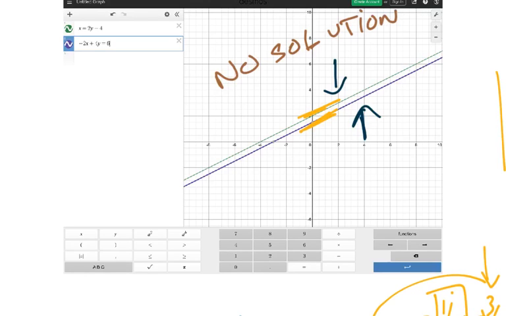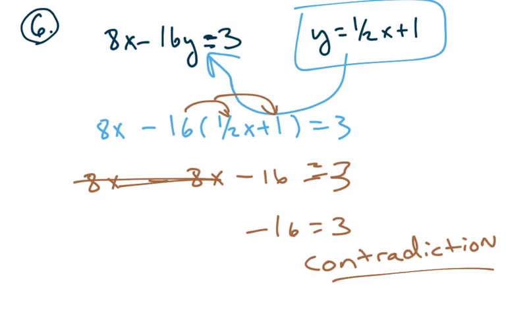Or, again, we could use the empty set to say the answer does not exist, or sometimes it's called the null set. Okay? So the same thing would be here. I'm just going to write no solution.